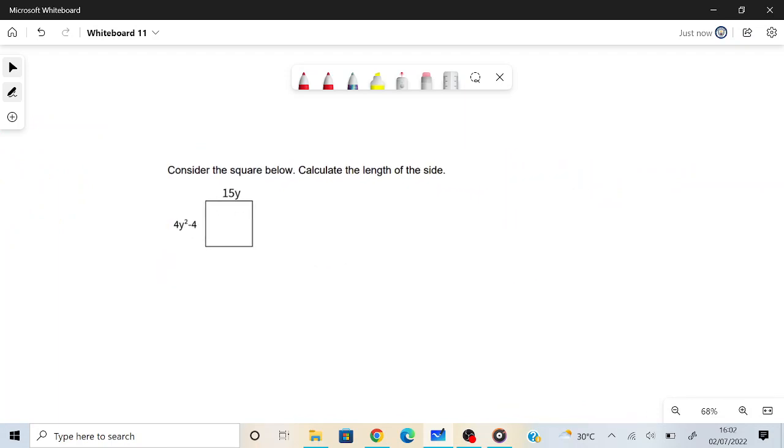It says, consider the square below. Okay, there's a square, good to know. Calculate the length of the side. Now this may look complicated at first because they've labeled this side as 15y and this one as 4y squared minus 4. But we know that in a square, all the sides have the same length.